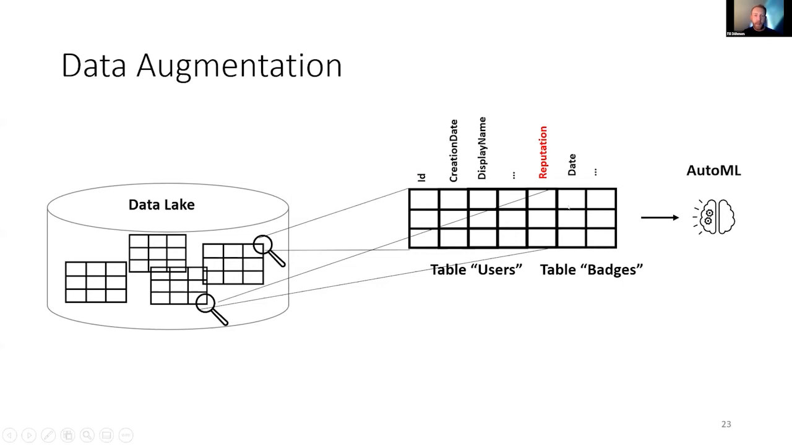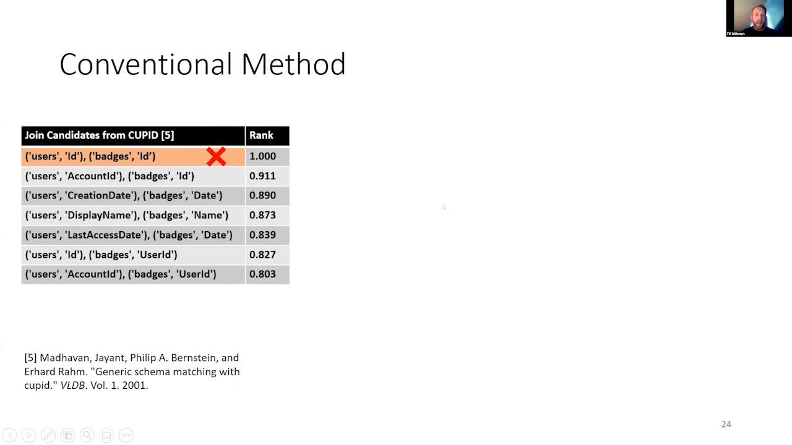So that's the context. And now we just use the conventional foreign key detection method. It's called Cupid. It's a schema-based method, and it ranks the ID columns.